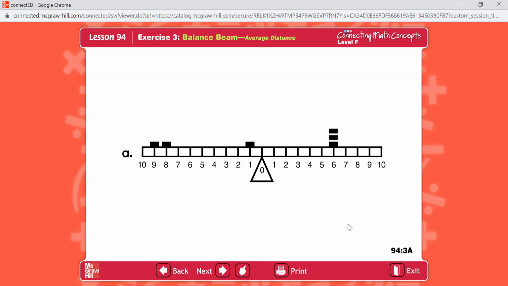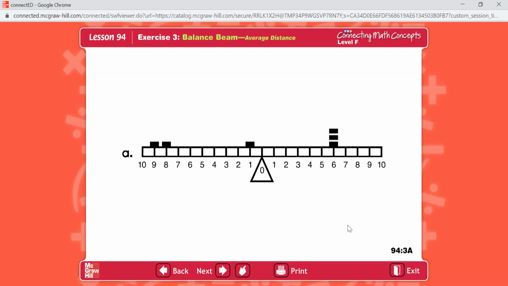And how many weights do we have on the left-hand side that we need to divide by? We have 4. There's 1 on 10, 1 on 8, and 2 on 5. Notice there's 2 weights on 5, giving us a total of 4. So you're going to divide 28 by 4. And what is 28 divided by 4? 28 divided by 4 equals 7. Our average on the left-hand side for letter B is 7.